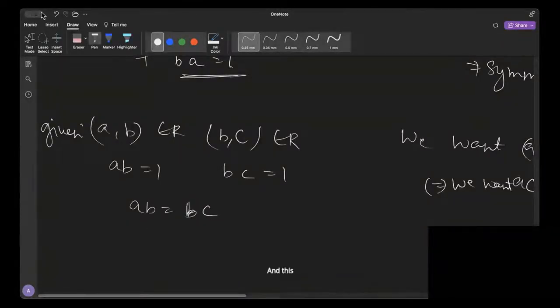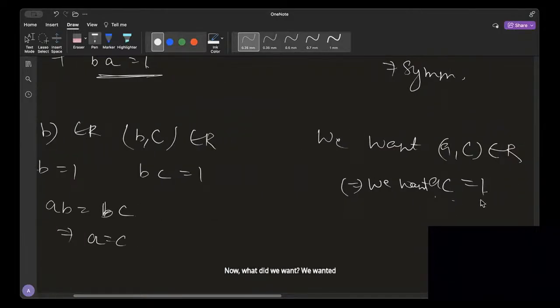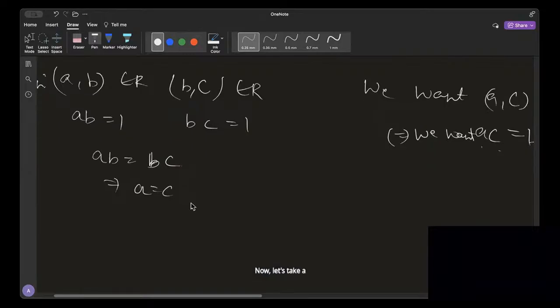And this will give you A is equal to C. Now what did we want? We wanted AC equal to 1. What have we got? A is equal to C. Now let's take a case where A is equal to C, but AC is not equal to 1. Can we find one such case? If that happens, that means the relation is not transitive.